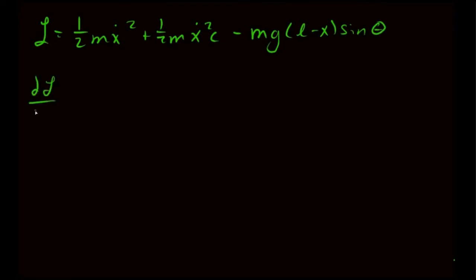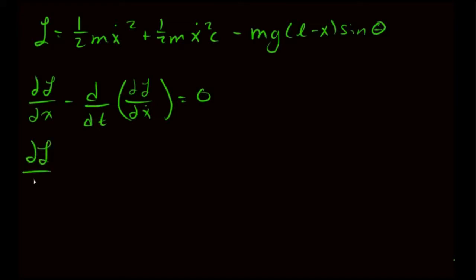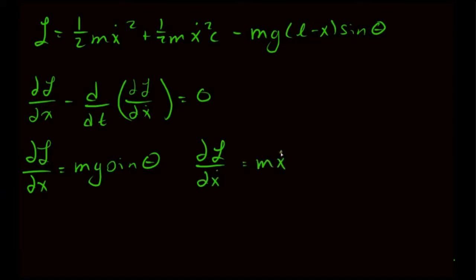To find the equation of motion, we need to use the Euler-Lagrange equation, which is written as shown. The partial derivative of the Lagrangian with respect to x is equal to m g sine theta. And the partial derivative of the Lagrangian with respect to x dot is equal to m x dot plus c m x dot. And the derivative of that with respect to time is equal to m x double dot plus c m x double dot.